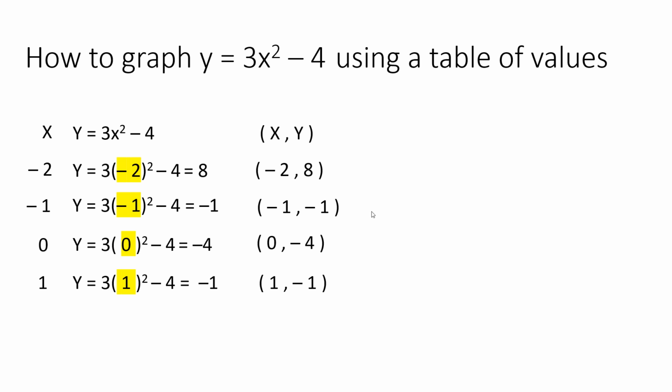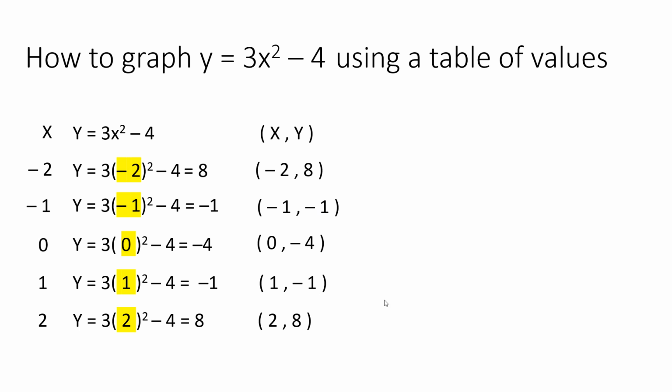And notice that there is symmetry about the vertex. Notice this is -1 and this is -1. This is +8, so we can expect the y output here will be +8, and let's verify that's true. So if x is 2, we have y equals 3 times the quantity of 2 squared minus 4 is equal to 8, and that proves that there is symmetry about the vertex. So this is 8, -1, and -1.